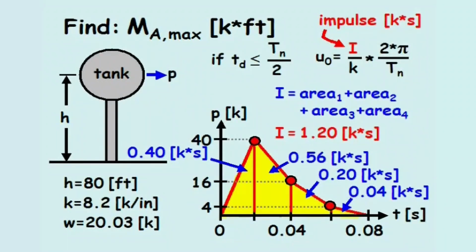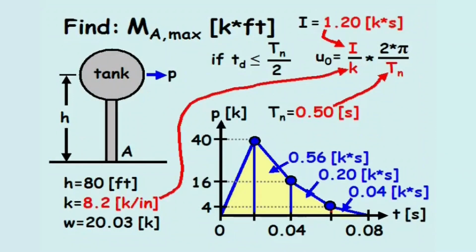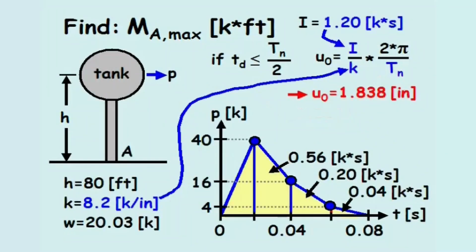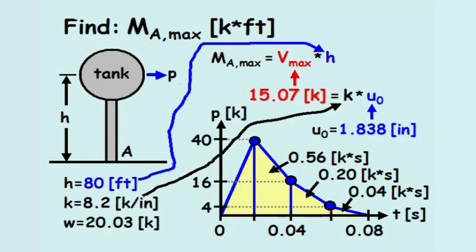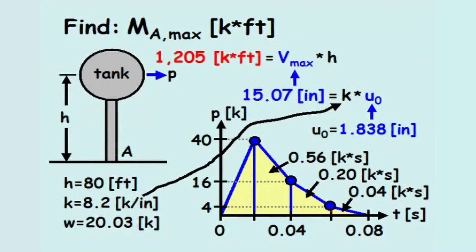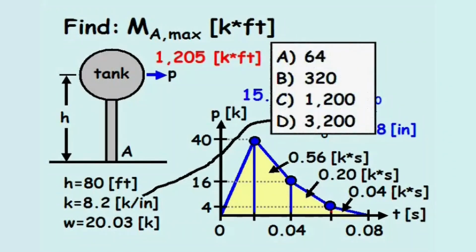With the impulse value known, we can solve for the maximum displacement of the system, which equals 1.838 inches. This value for maximum displacement can be plugged into our equation for maximum shear, which computes to 15.07 kips, which is then plugged into the equation for the maximum moment at point A, which equals 1,205 kip-feet. When reviewing the possible solutions, the answer is C.